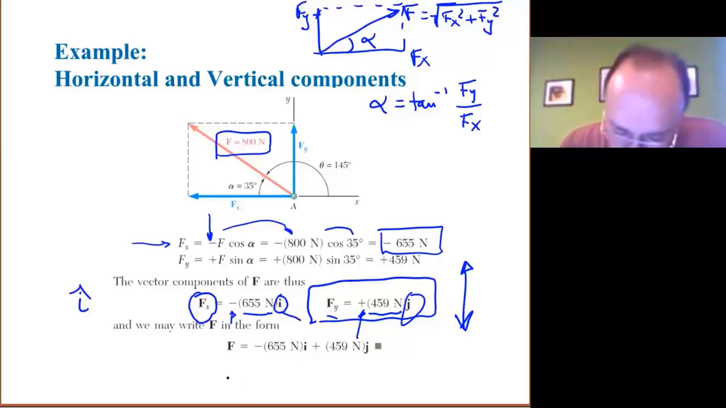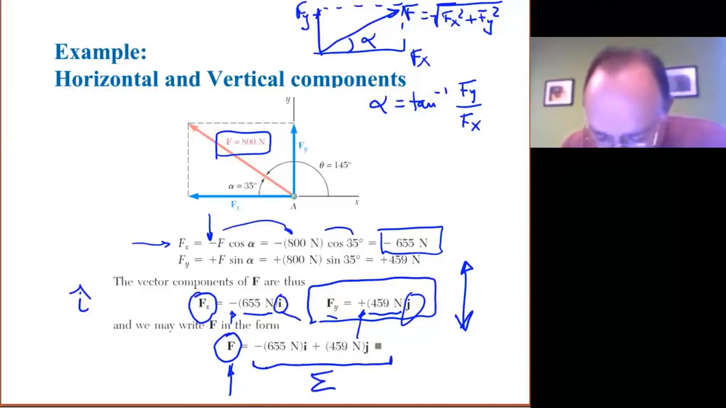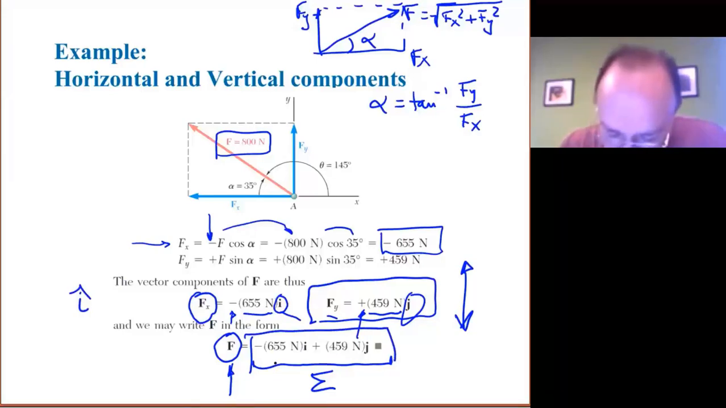So here we are expressing the vector F as a function of its components. And here is the original definition of components. The components are two vectors that, if you add them together, this is the summation, right? This is minus something plus something. This is the summation of two things. Those two things are the x component and the y component.